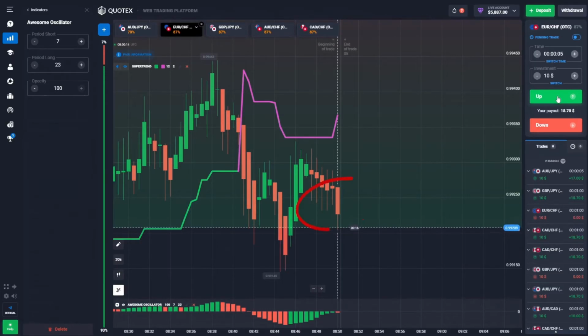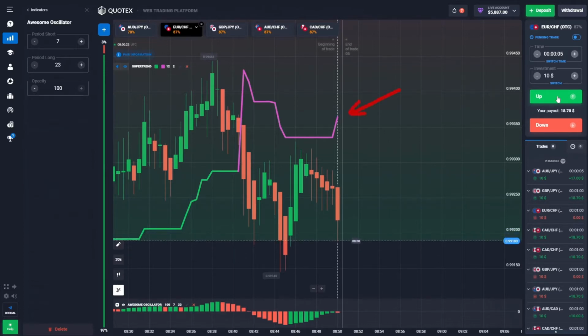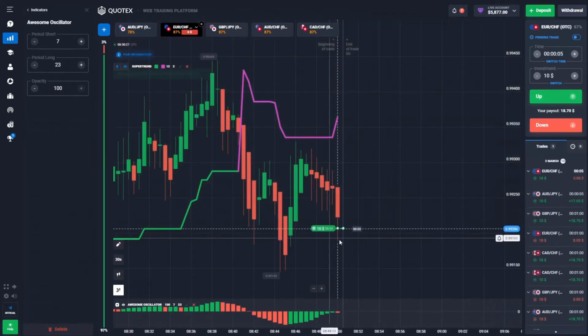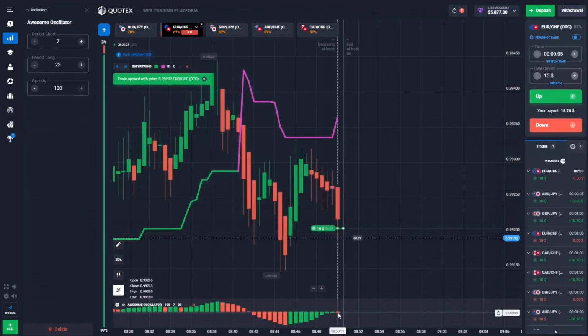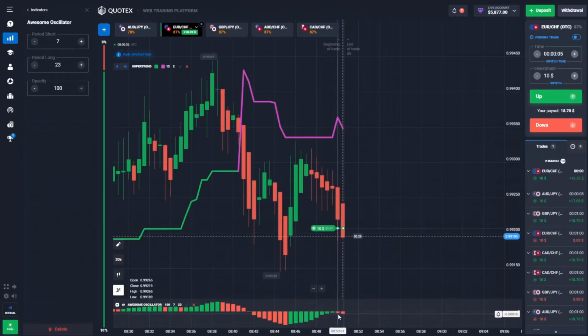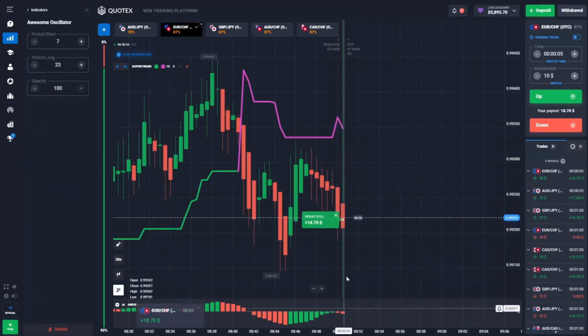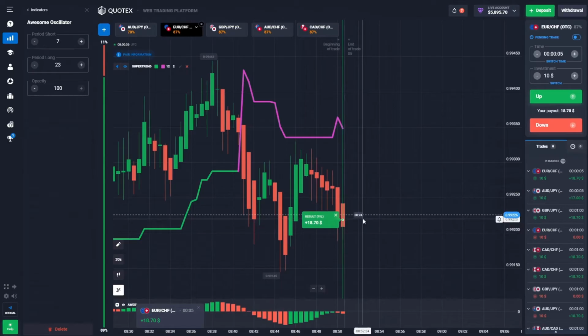Take a look here. It creates a long hammer candle with its Awesome Oscillator tending to go up. It is still on our Super Trend purple line. Let's go trade up. Yes, got our quick profit for a quick trade.